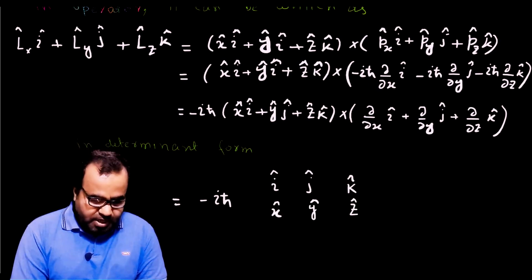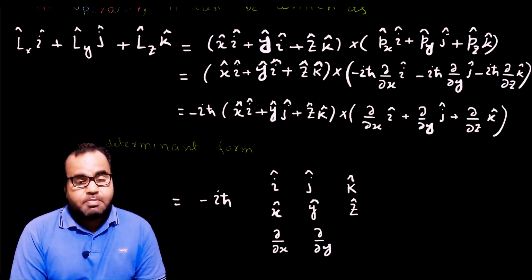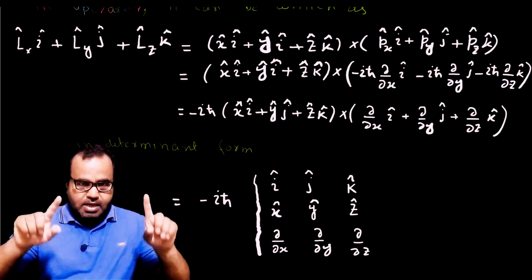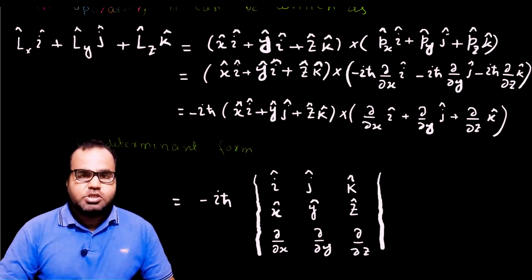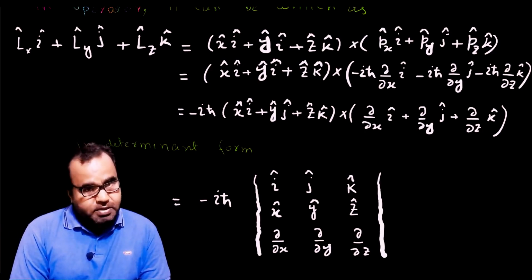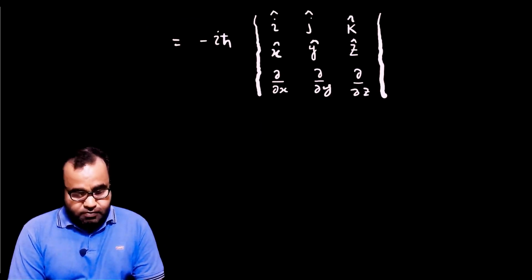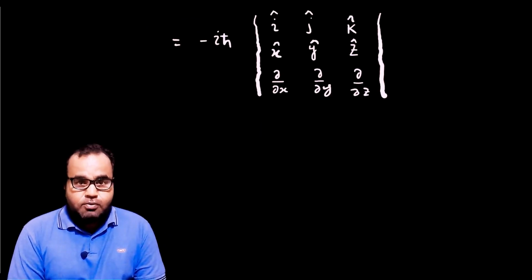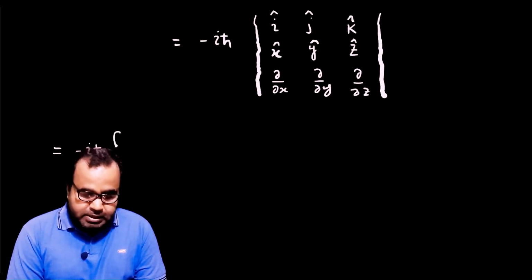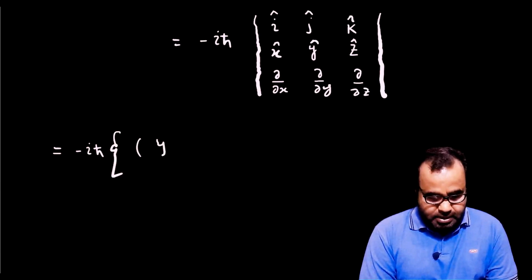The components of i, j and k are the x operator, y operator, z operator, and partial over partial x, partial over partial y, partial over partial z, and you will write them in a determinant. Okay, after writing it in a determinant, we will now open the determinant. We know how to open a determinant; it is very obvious and common how to open a 3 by 3 matrix determinant. So in this step we are opening the determinant.